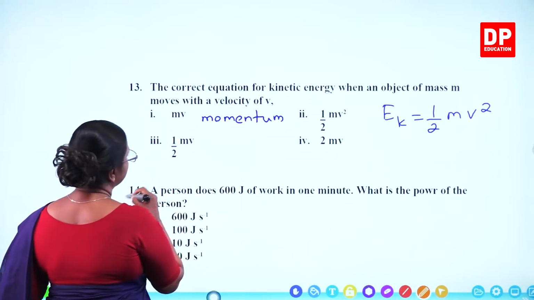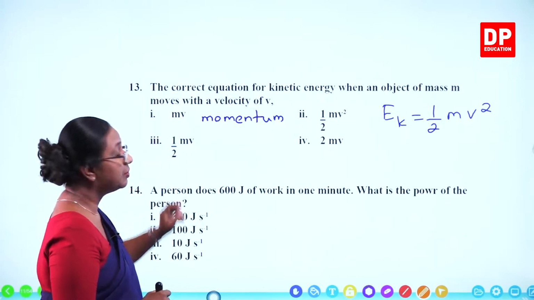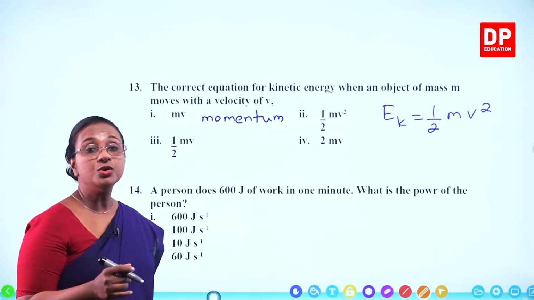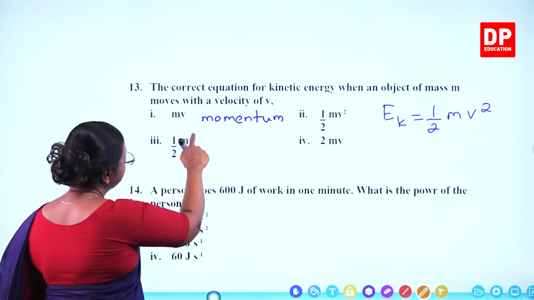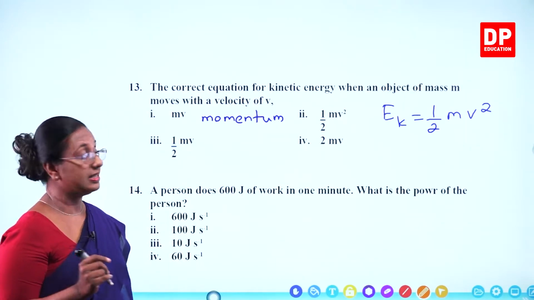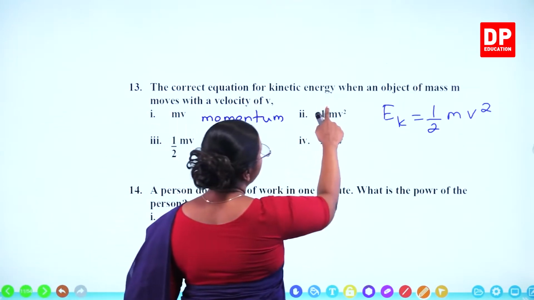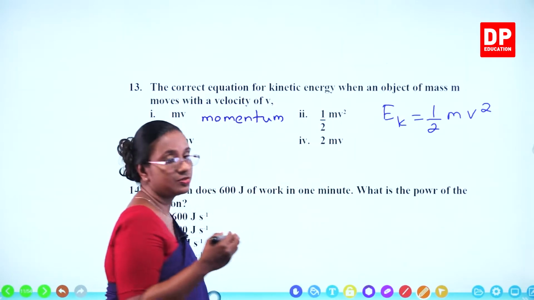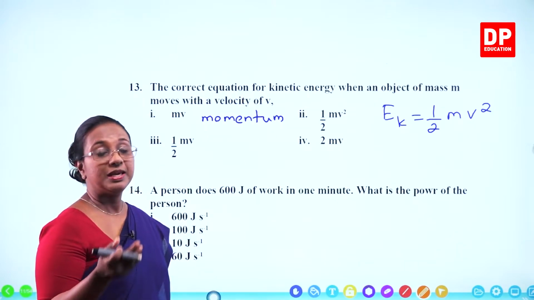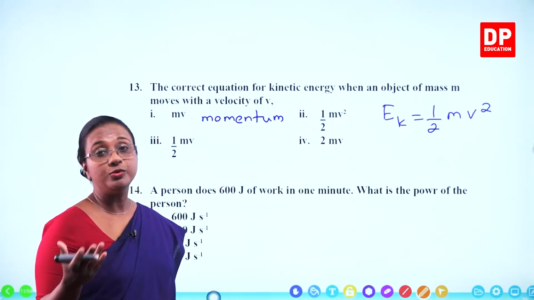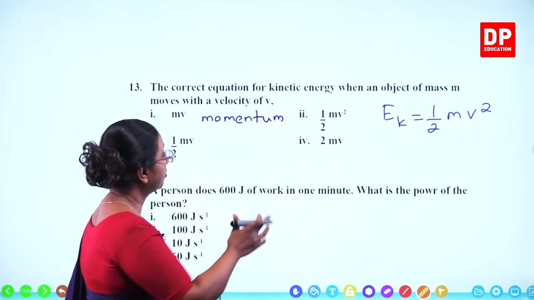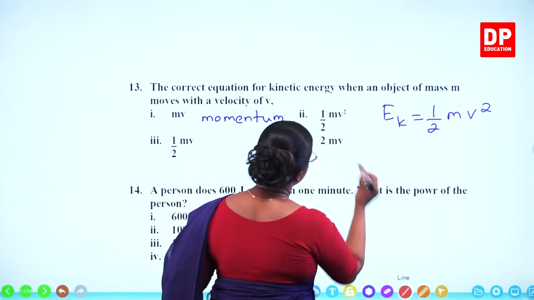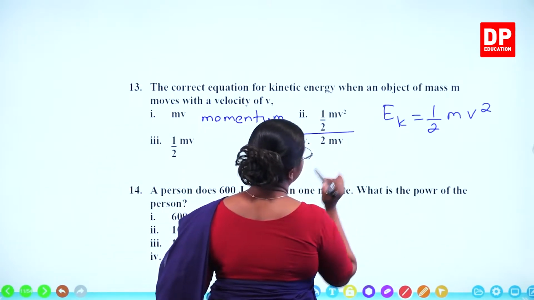Mass into velocity. Here of course half mv. There is no square there. V should have been v squared. Because of that it is not correct. Here of course half mv squared. That is correct. 2mv, that is also not correct, because mv is momentum, but 2mv is just a value, not relevant to kinetic energy. So the answer is half mv squared.